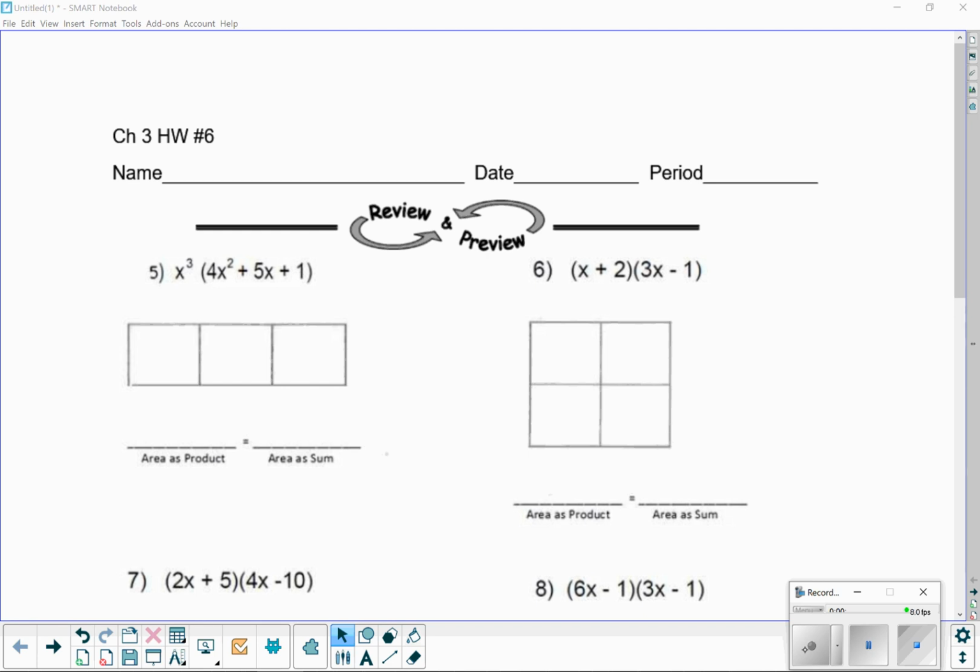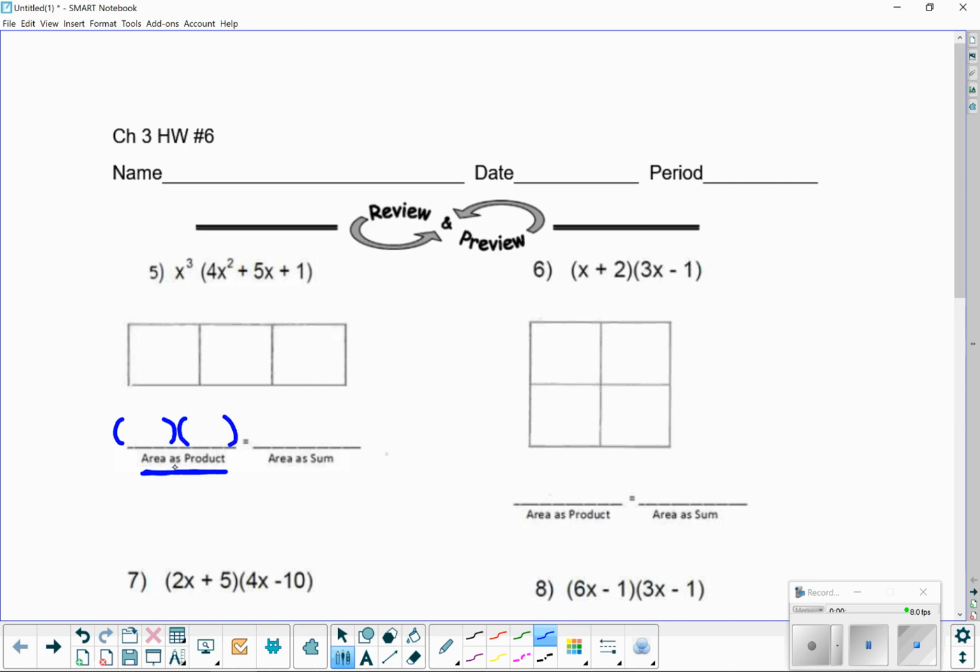Okay, let's go ahead and do this. This is homework number 6 for chapter 3. We're going to be working on area model, trying to find the area as a product and trying to find the area as a sum. Got to be careful a little bit on this. The directions are a little backwards, so area as a product, that means that we want it to look like this.